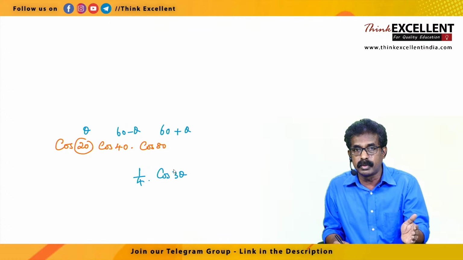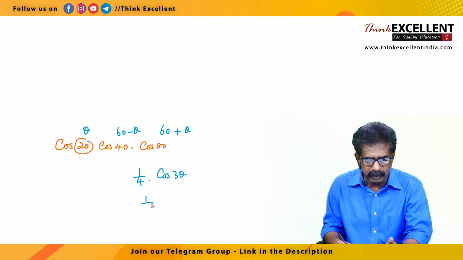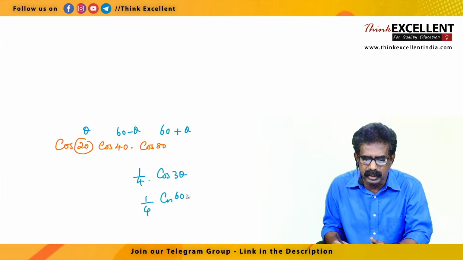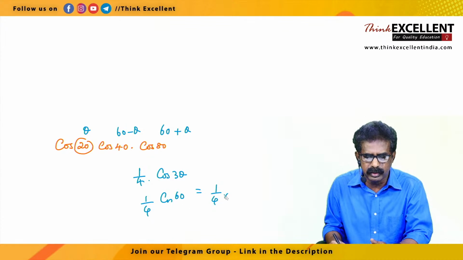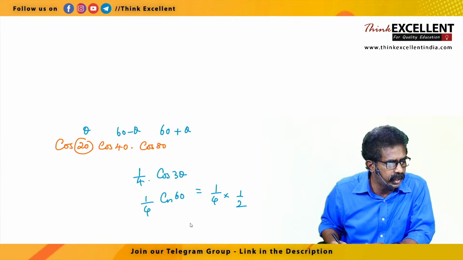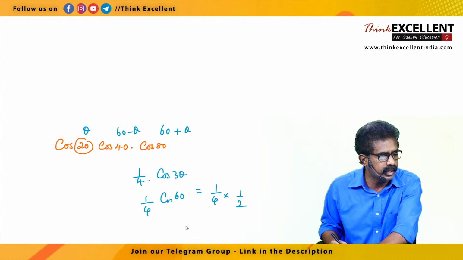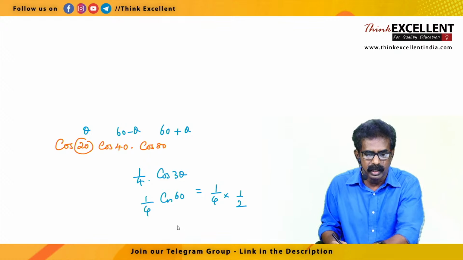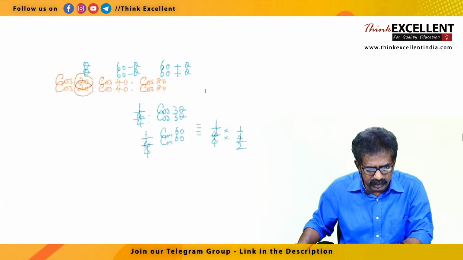When sin and cos come, the formula is 1 by 4 into. So 1 by 4 into cos 3 into 20, cos 60 will come. That is 1 by 4 into cos 60, which is 1 by 2. So the answer is 1 by 8. Abhishek, Deepak, Sangeeta got the correct answer. Congratulations. Okay, next I'm giving one more question of the same type.